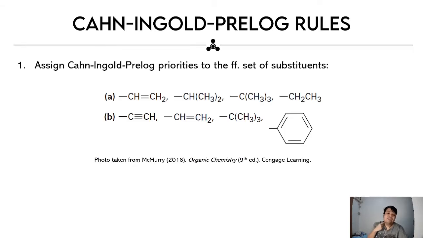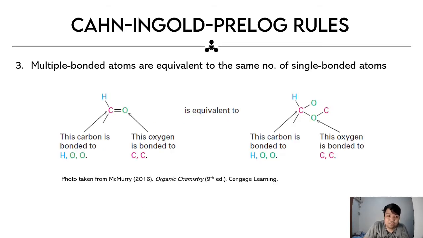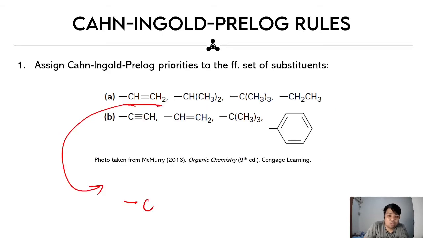So let's practice our assignment for the Cahn-Ingold-Prelog rules. So let's have this one here. Now, since this is multiple bonds, for letter A, I try to break this down to single bonds, as we've seen in rule number 3. So this is equivalent to a carbon atom singly bonded to 2 other carbon atoms and 1 hydrogen atom.